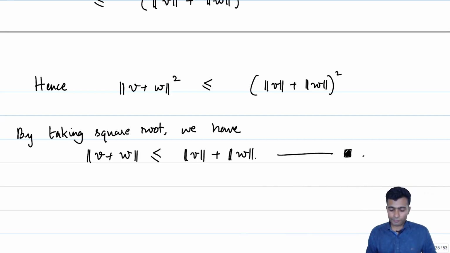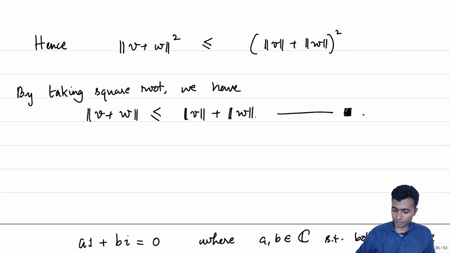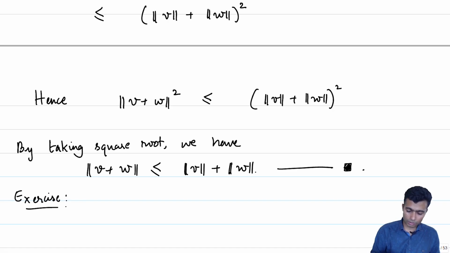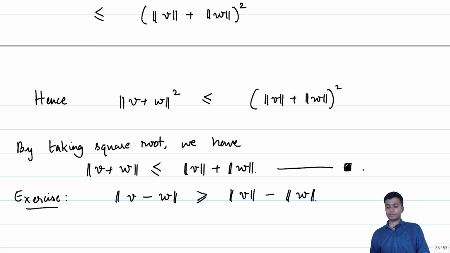So there are variants of the triangle inequality. Let me just leave it as an exercise for you to show that the length of V minus W is greater than or equal to the length of V minus the length of W. So this is an exercise for you to work out. There are other variants which maybe we will see in the assignment.